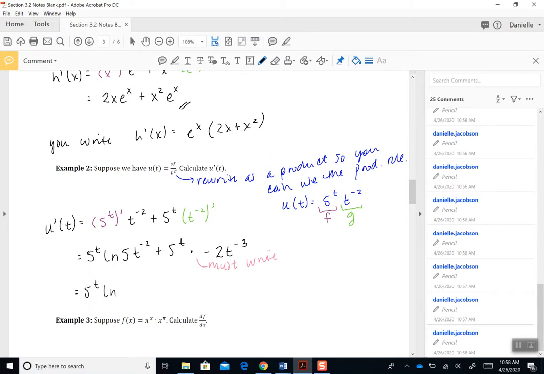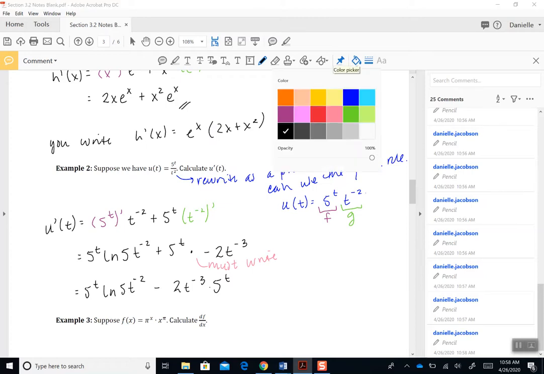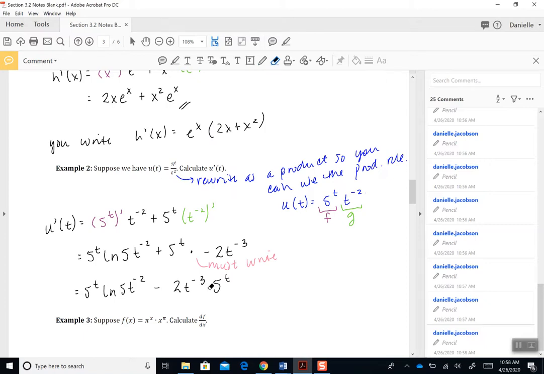So 5 to the t times ln 5 t to the negative 2 minus 2t to the negative 3 times 5 to the t. Okay, here it makes it more clear that you're not just subtracting. And really, if you don't write the multiplication, it's pretty safe, and that's because t to the negative 3 and 5 to the t are different terms. They're not like terms, so there isn't really confusion that you're combining those together.